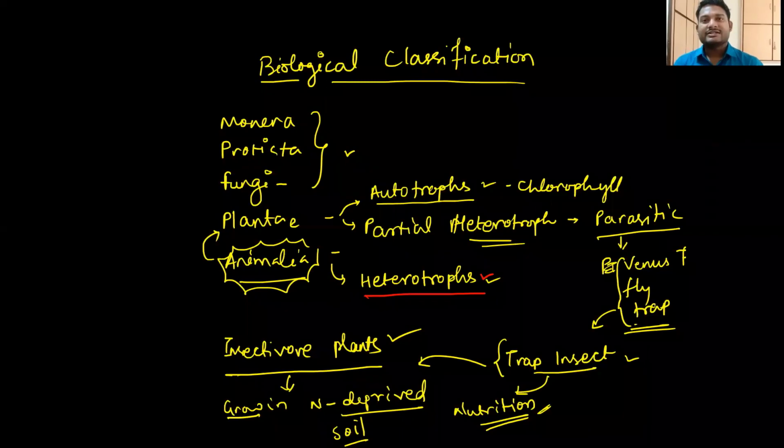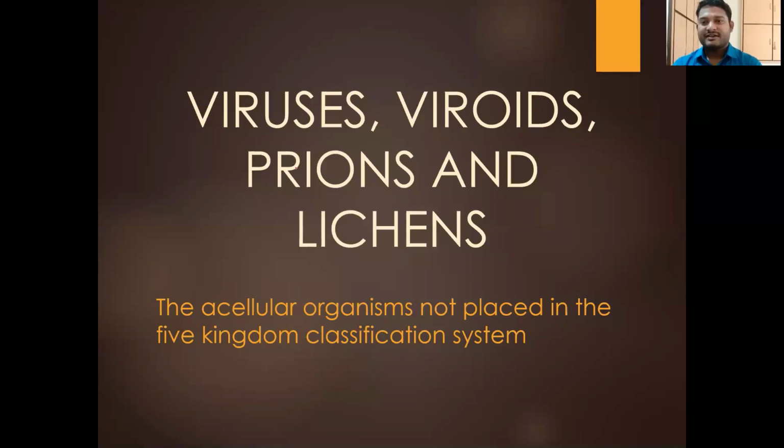But right now, let's understand some very important concepts regarding virus, viroids, prions, and the lichens. Why these are important is because they are all living organisms, but they are acellular organisms, right? And very importantly, they are not placed in any of the five kingdoms that we have talked about. They're a little bit unique, a little bit different than the rest that we have talked about. So let us understand them one by one in this particular session.